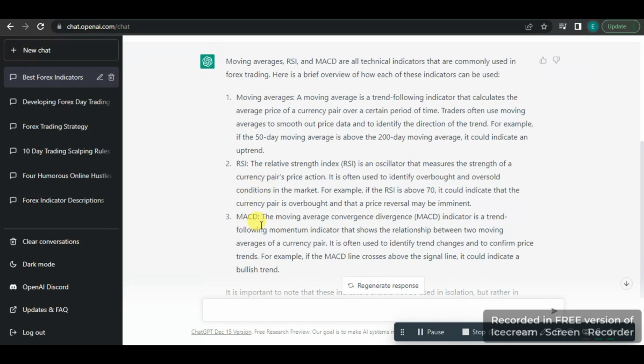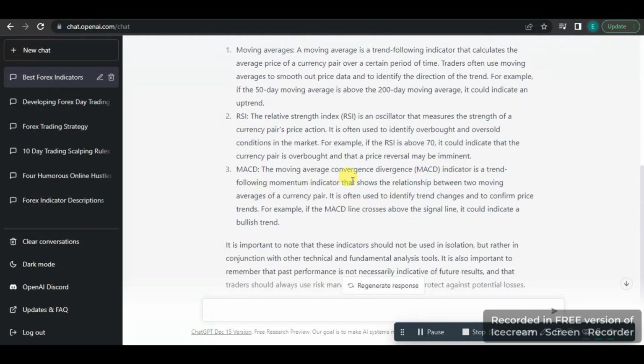So the next one is the MACD. The moving average convergence divergence indicates the trend and shows the relationship between two moving averages. For example, if the MACD line crosses above the signal line, it could indicate a bullish trend. So guys, take note. We've got now our three indicators.